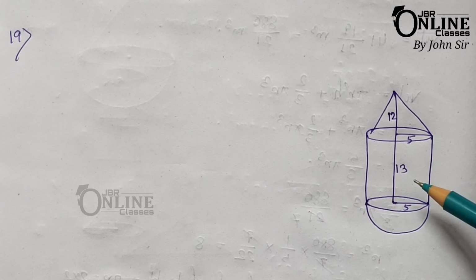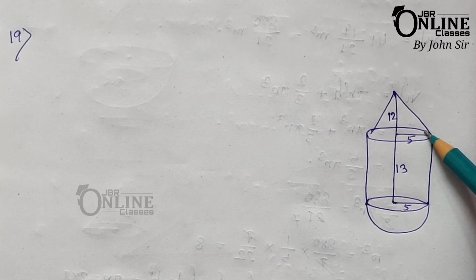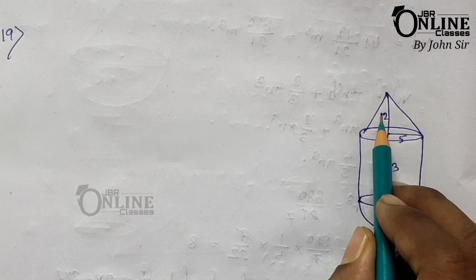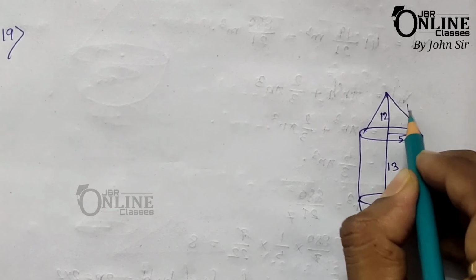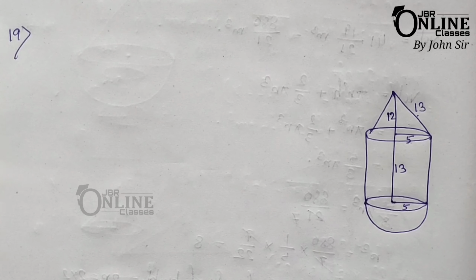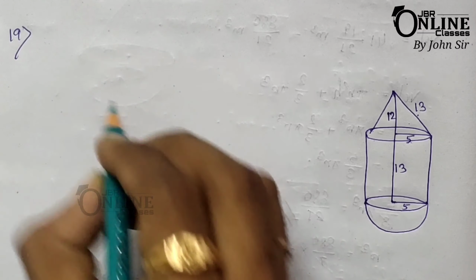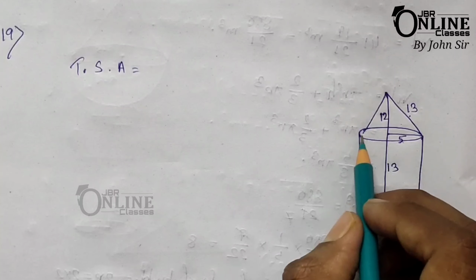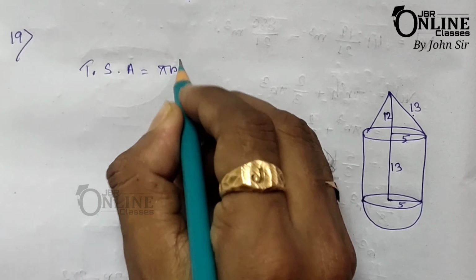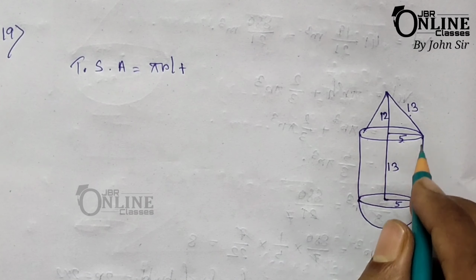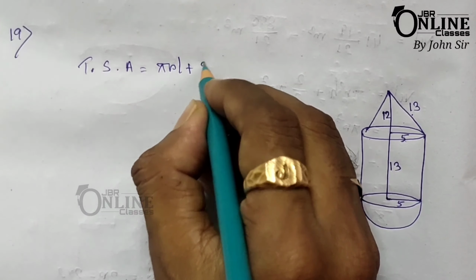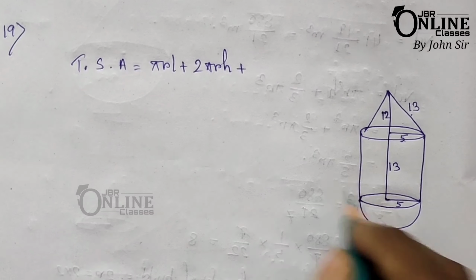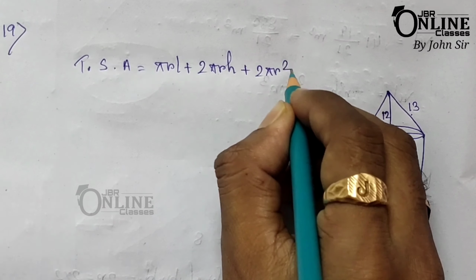So that means you have to first find out the slant height. To find the slant height, here 12 square, here 5 square, so that means 144 plus 25, root over, that becomes 13. So slant height equal to 13. Now to find the total surface area, first find the curved surface area of the cone, where the formula is pi r l. Next, the cylinder, formula is 2 pi r h. And third one, surface area of hemisphere, that equals 2 pi r square.